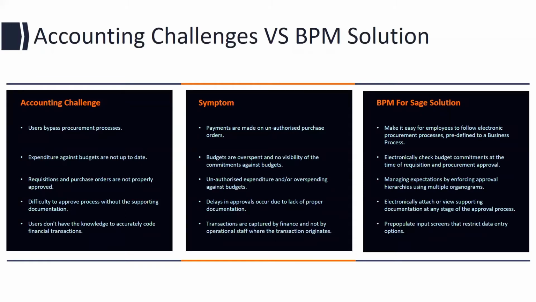Requisitions and purchase orders are sometimes not properly approved, resulting in unauthorized expenditure and/or overspending against budgets. BPM manages the expectations by enforcing approval hierarchies using multiple organograms.